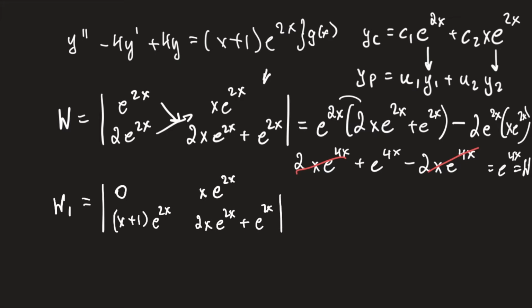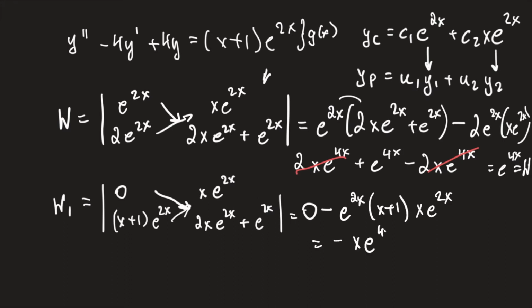Once again, I'm going to find a determinant, which means I'm going to multiply 0 times 2x e to the 2x plus e to the 2x, which obviously gives me 0, minus product of the bottom left and the top right, which gives me e to the 2x times x plus 1 times x e to the 2x. So to simplify this, I have negative x e to the 4x times x plus 1. That is W1.